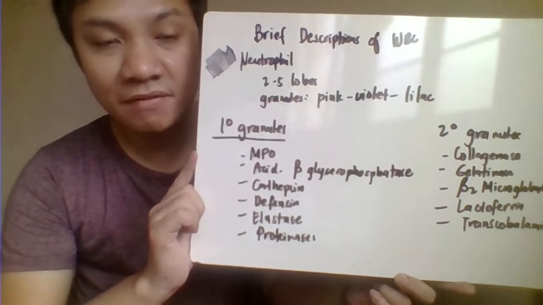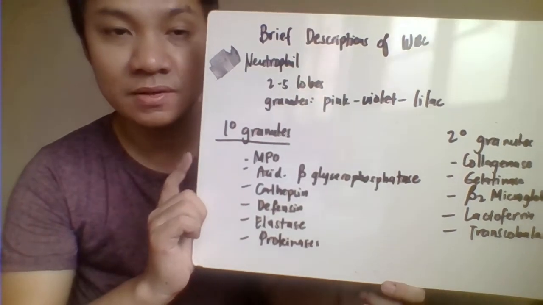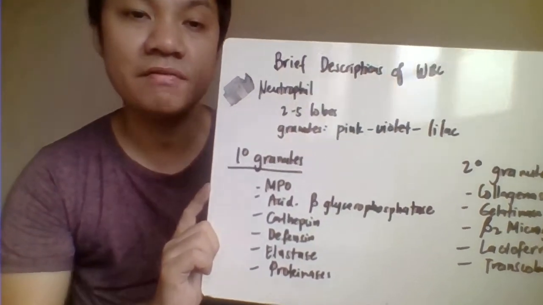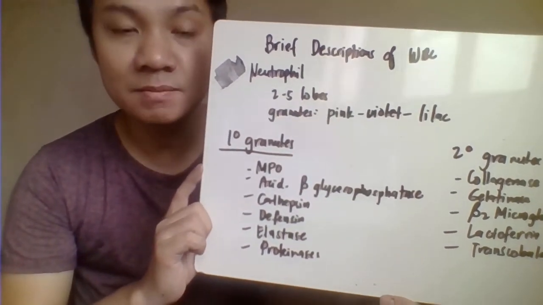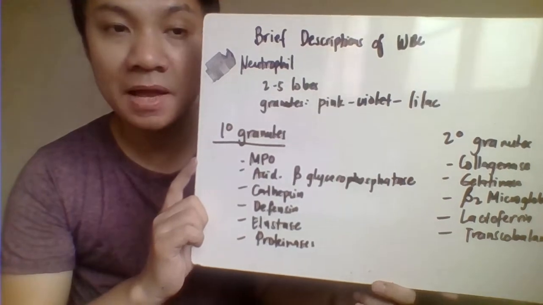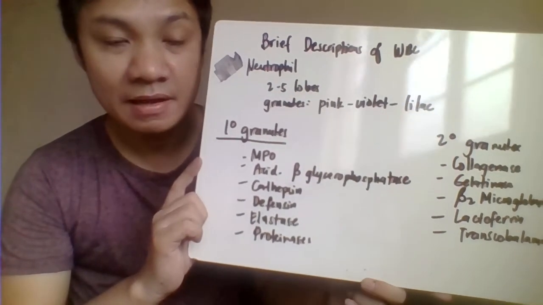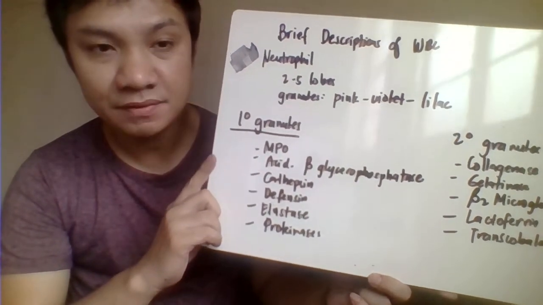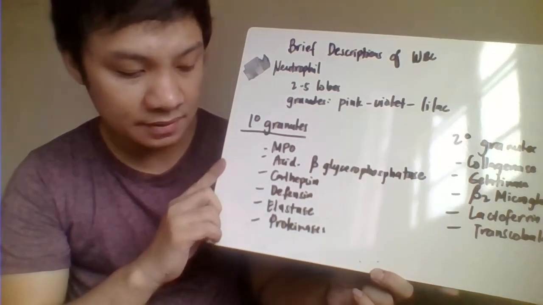So again, we have different granules present in your neutrophil. First, we have the primary granules, also called your azurophilic granules, also called your non-specific granules. Again, these are produced during the promyelocyte stage. The primary granules include the following: myeloperoxidase, acid beta-glycerophosphatase, cathepsin, defensin, elastase, and proteinases.